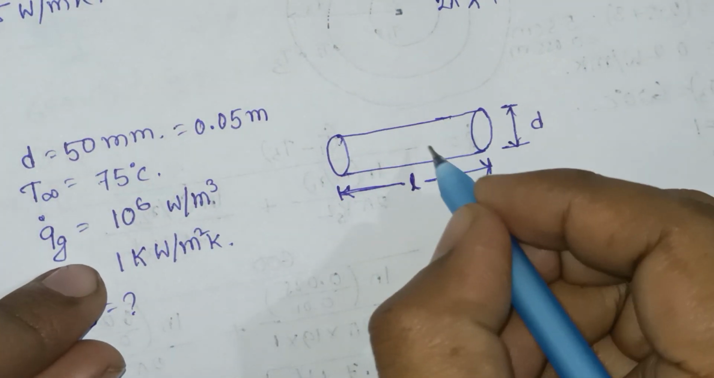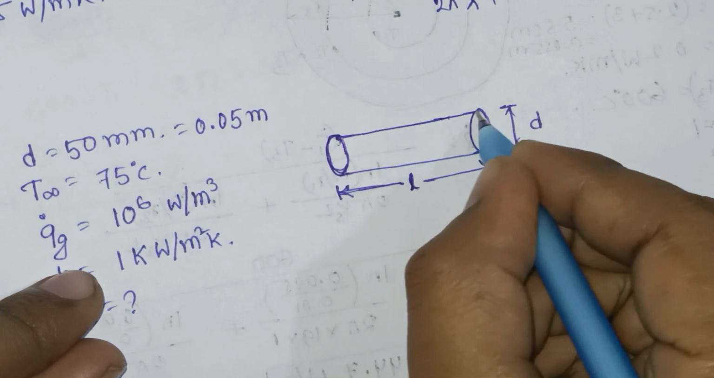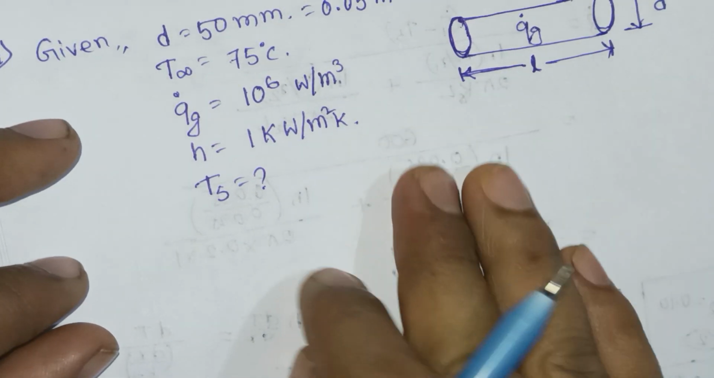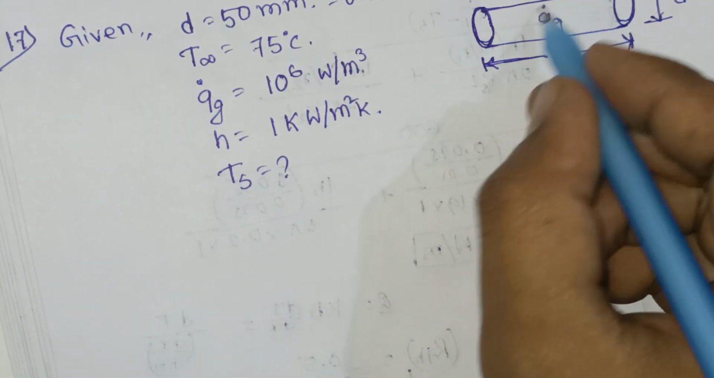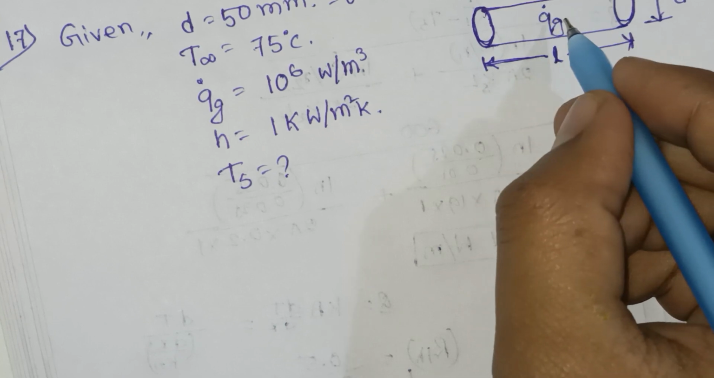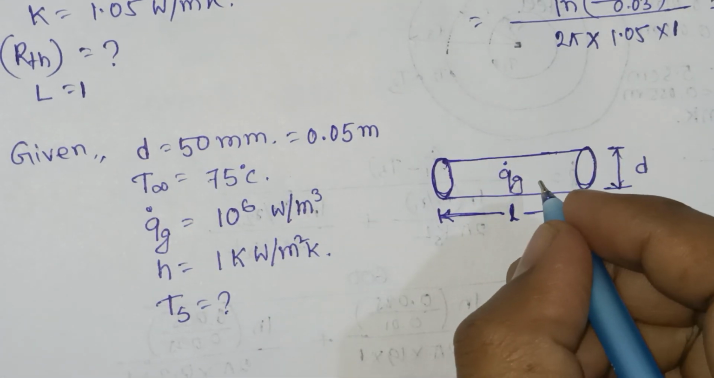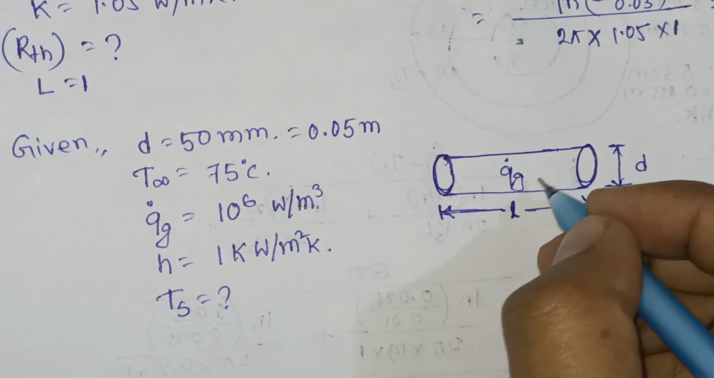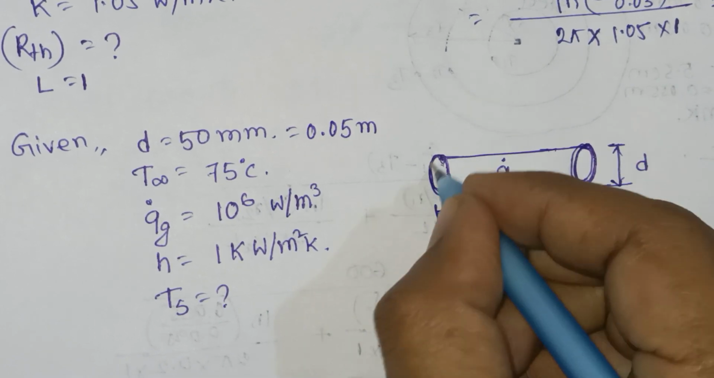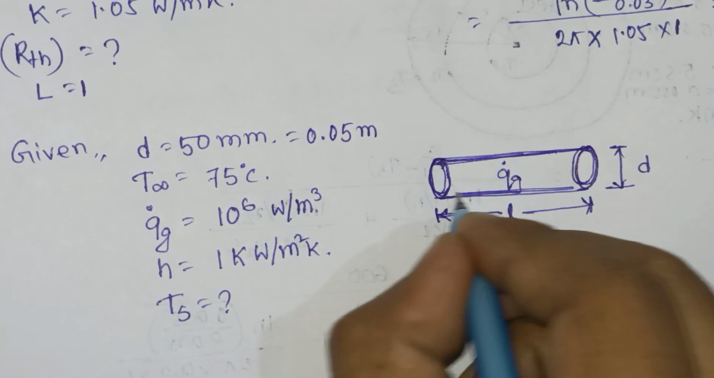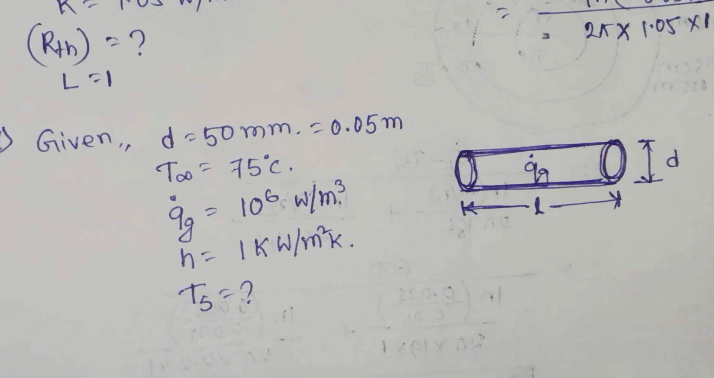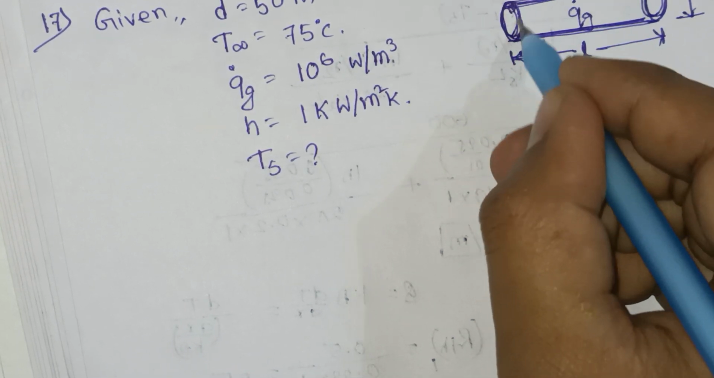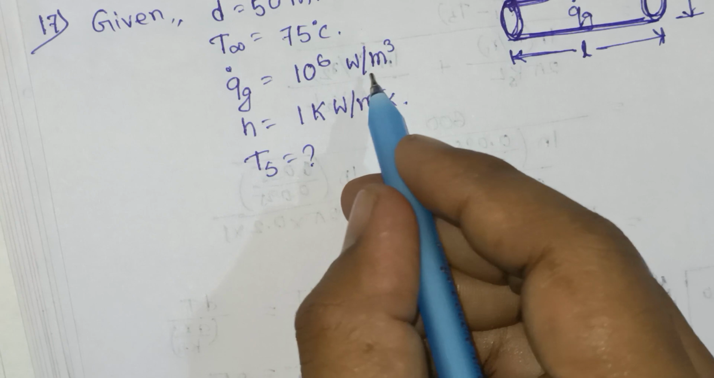তাহলে এই সিলিন্ড্রিক্যাল রডের মধ্যে Qg হিট জেনারেশন হচ্ছে। সো এই রডটা থেকে যে হিটটা জেনারেট করছে সেই হিটটাই এই যে ওয়াল থেকে বাইরে বেরিয়ে যাবে। তাহলে টোটাল হিট জেনারেশন কত হচ্ছে? হিট জেনারেশন হচ্ছে 10 to the power 6 watt per meter cube.